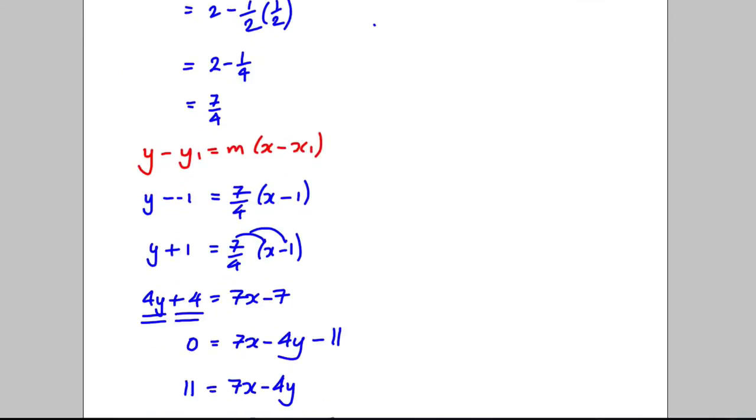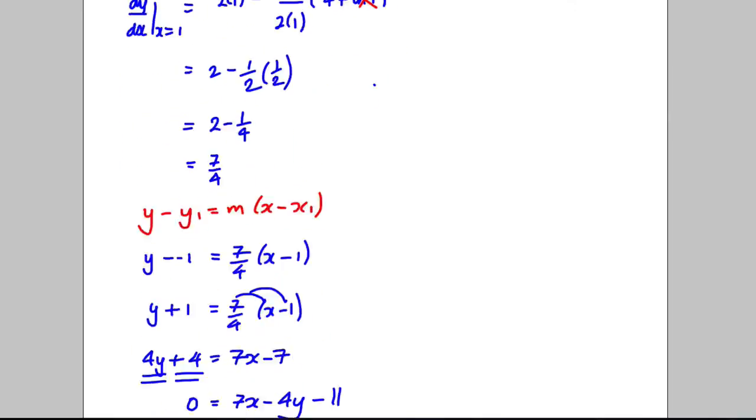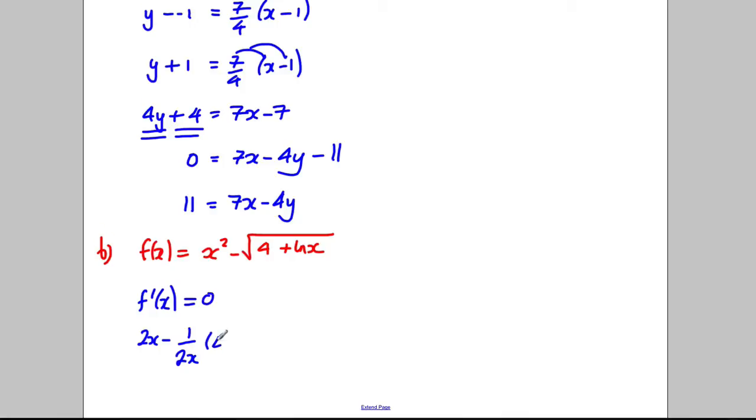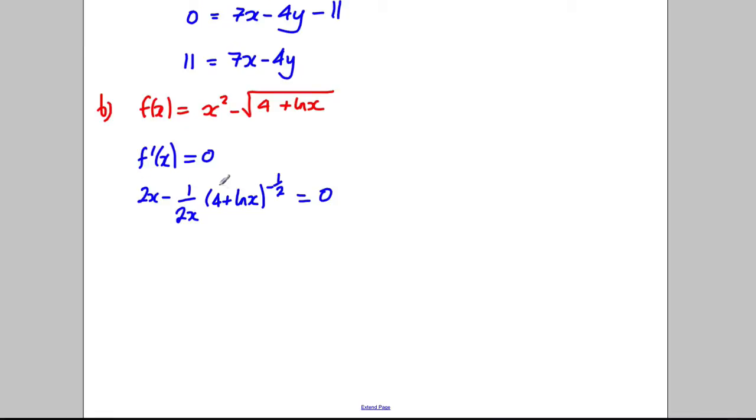Where do we have it up here? Subtract 1 over 2x, 4 plus natural logarithm of x to the negative half equals 0. We're trying to solve that. So this is our function here. This is our f dashed x function.